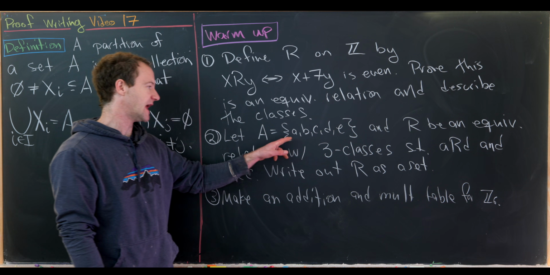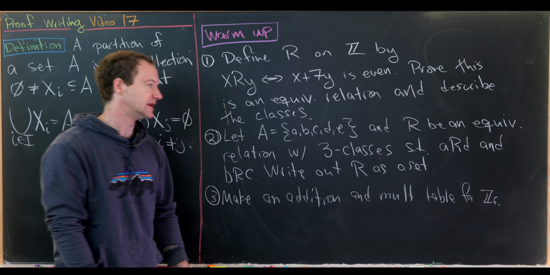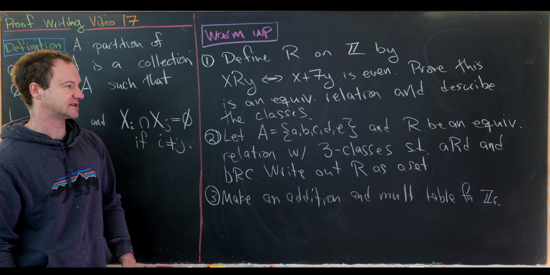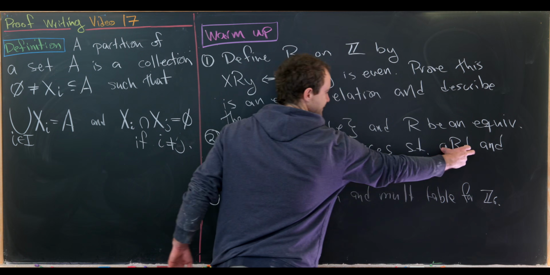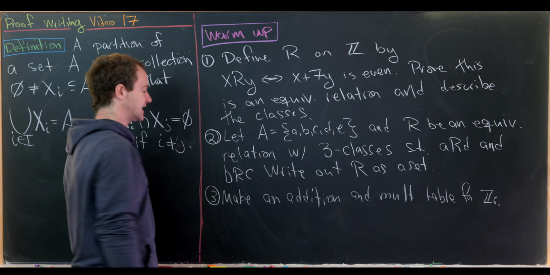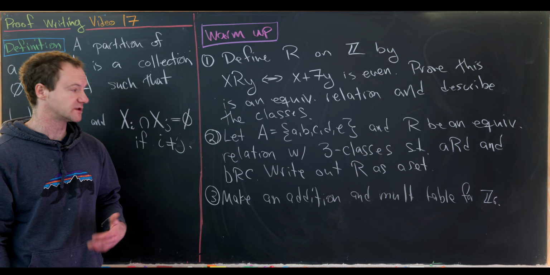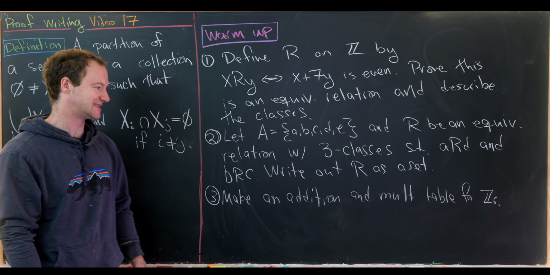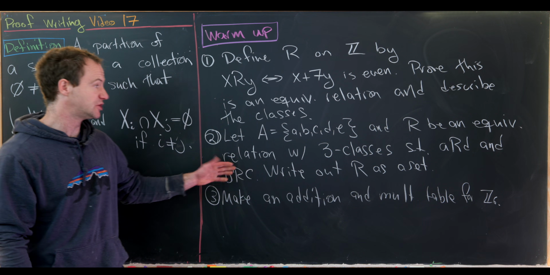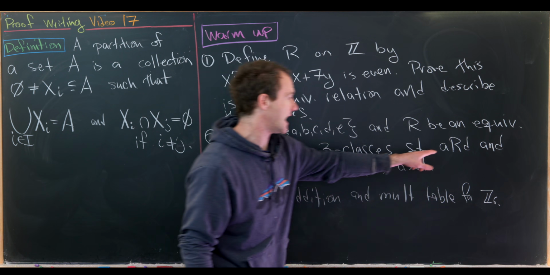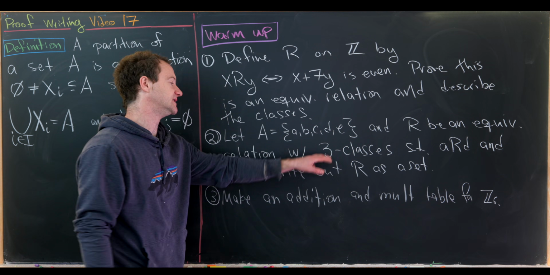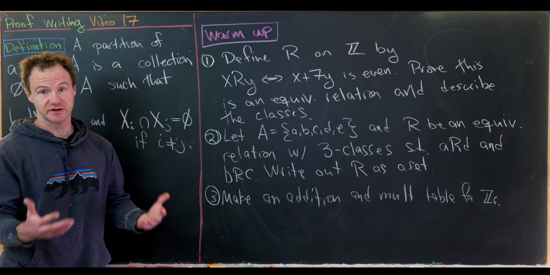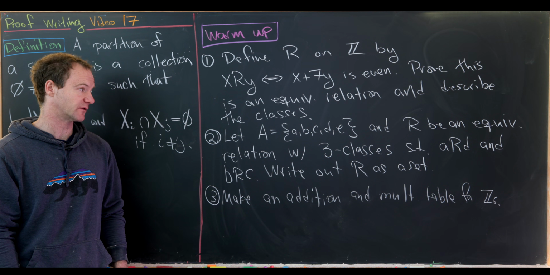Next, let's set A equal to the set {A, B, C, D, E}, and let R be an equivalence relation with 3 equivalence classes such that A is related to D and B is related to C, and then your goal is to use the properties of an equivalence relation to write R out as a set. So these two facts, that A is related to D and B is related to C, together with the fact that there are 3 classes, really restricts this down to a single type of relation.